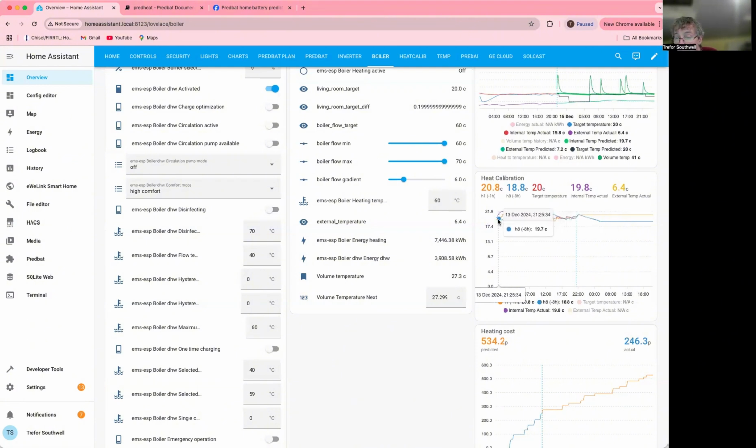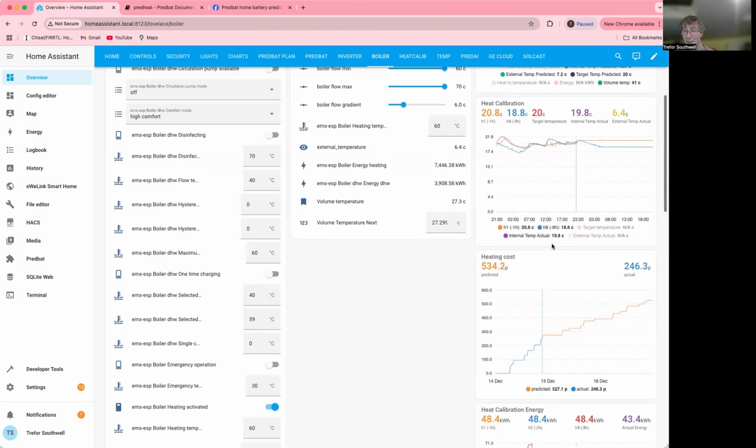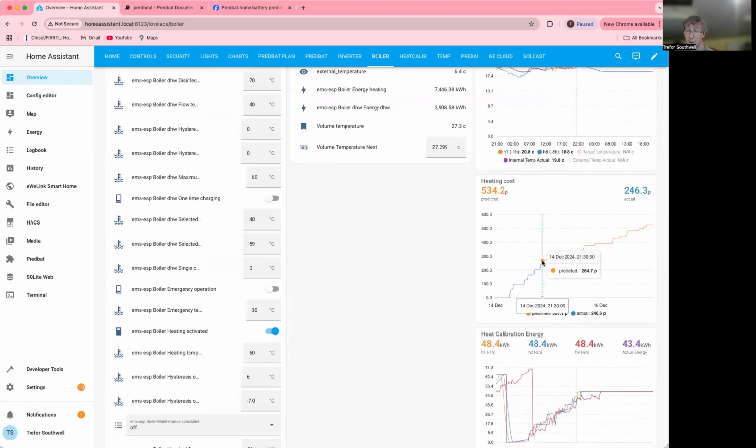So this would have been last night when I turned the heating on. It wasn't predicted I was going to turn it on, and so therefore it went up higher and therefore it falls down from a higher base. But what you're looking for is these gradients looking about right. And then you can see my actual heating costs so far, based on the energy consumed, and the predicted costs over the next couple of days.